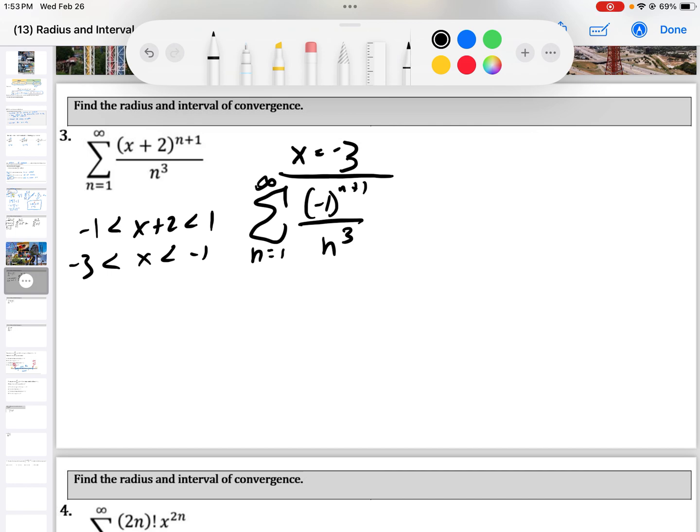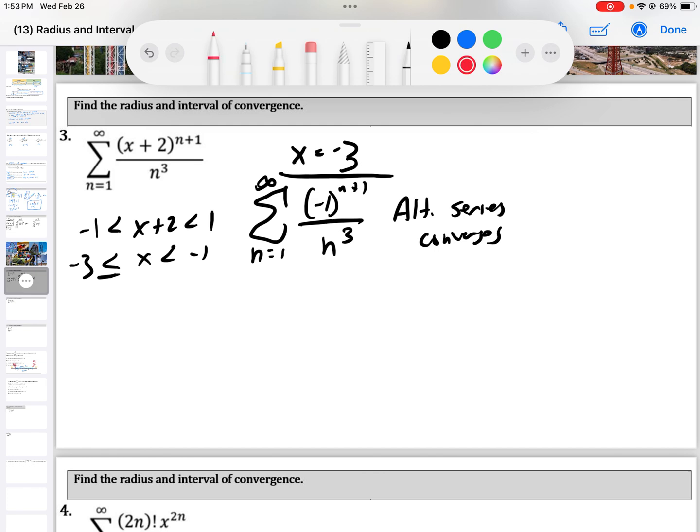N plus 1 over n cubed. This is an alternating series. The alternating series test says it converges. Alternating series, the limit of the terms approaches 0. It's alternating. So the alternating series test says this converges. So it means I'm going to include -3.